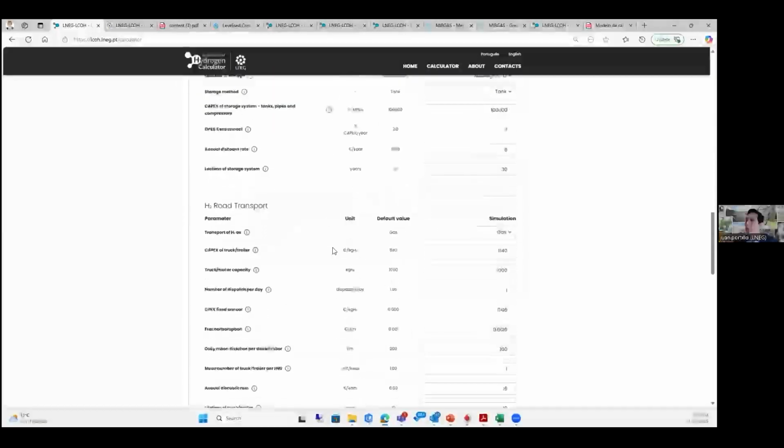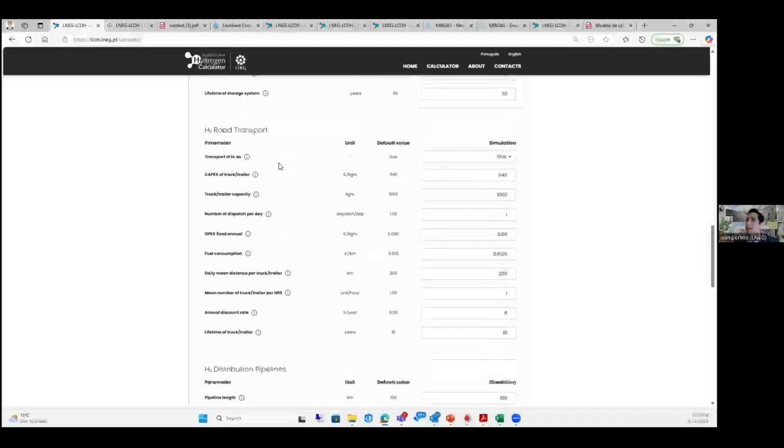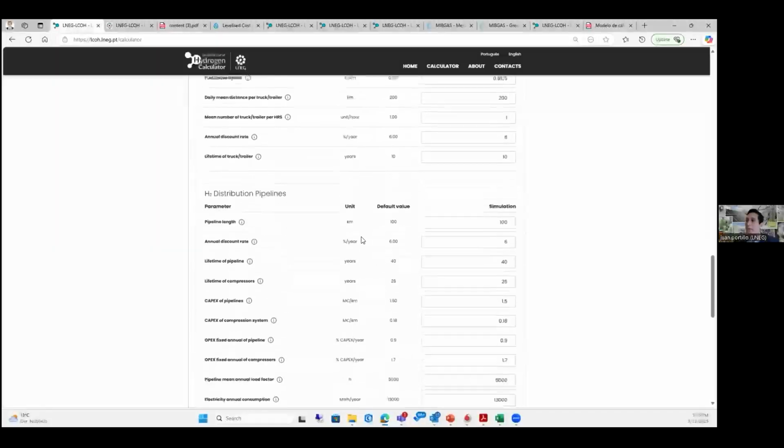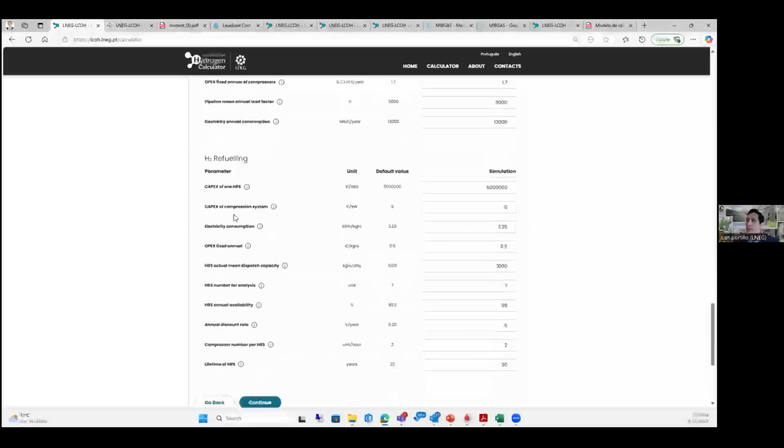Then we can see for every module that the variables are totally different. For instance, if we go to the refueling station, we have the capex of the refueling station. We may incorporate separately, if we want, the capex of the compression system, but we can include it as it is in the case in here of the default values, in the capex of the whole hydrogen refueling station. It depends on you, it depends on the structure of your project and the available information that you may have.